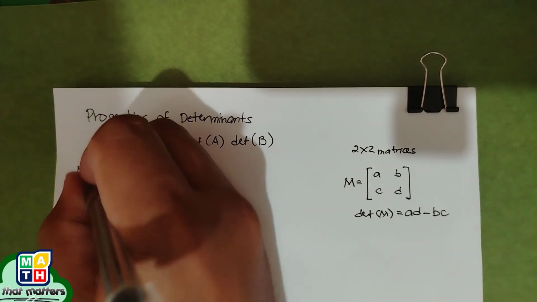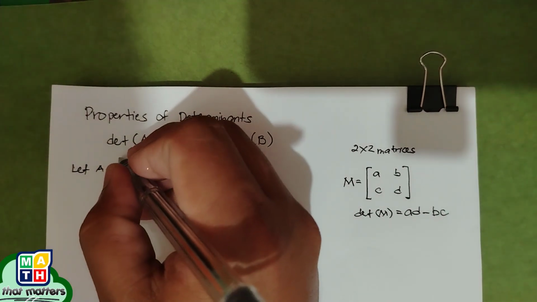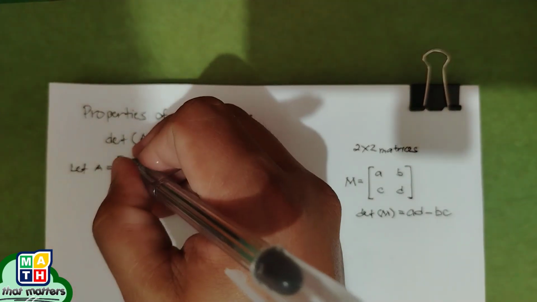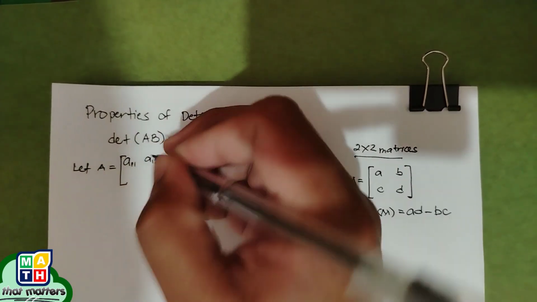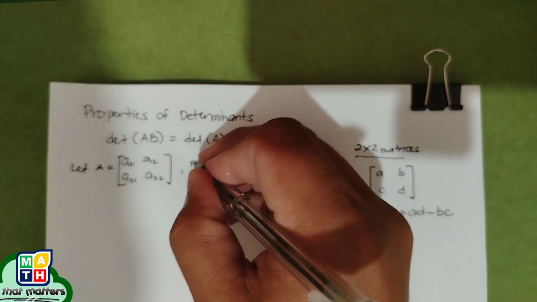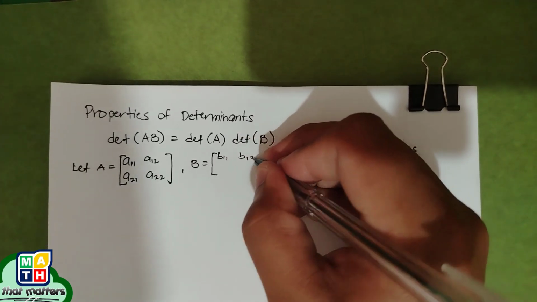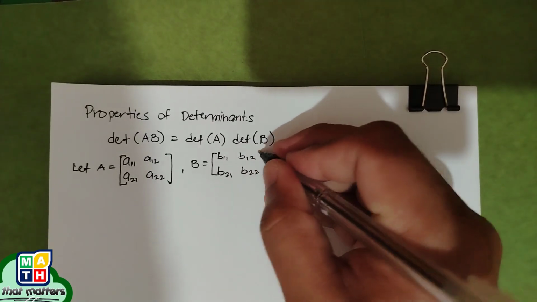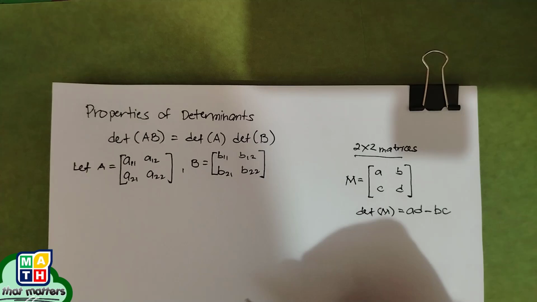Before that, let's assume representations for matrix A and matrix B. Let matrix A be a matrix of components of A. Okay? Again, we are just on 2 by 2 matrices. So A11, A12, A21, and A22. And B would be for B. You have B11, B12. We also have here B21 and B22. So let us show that with this representation, this is true.